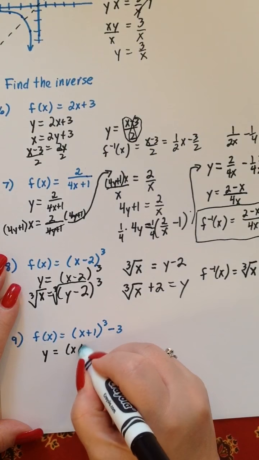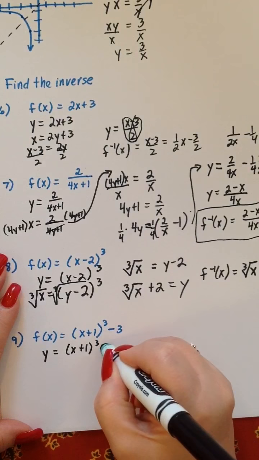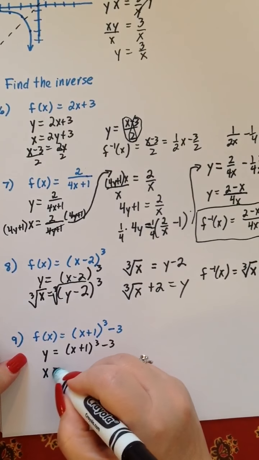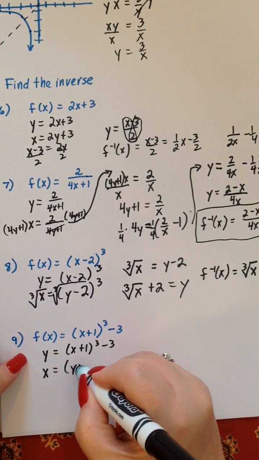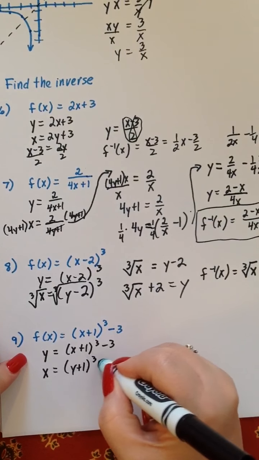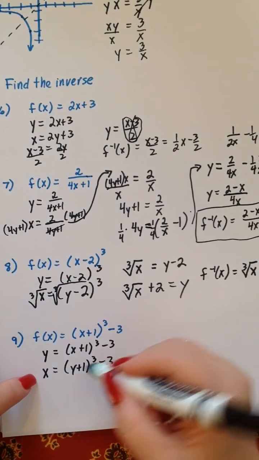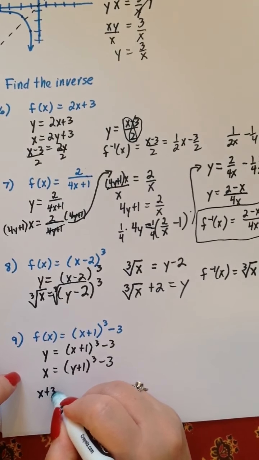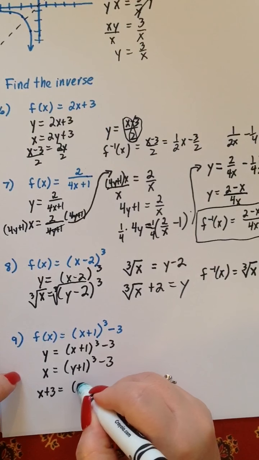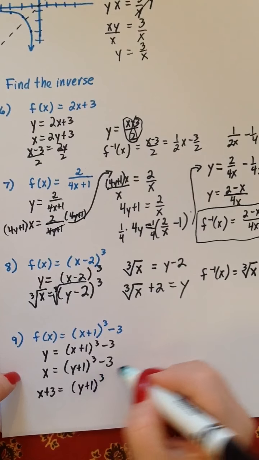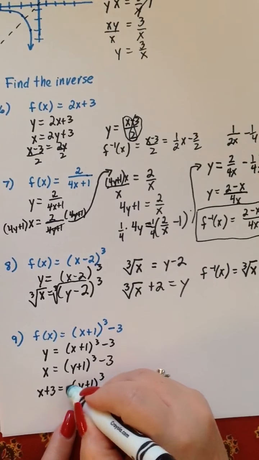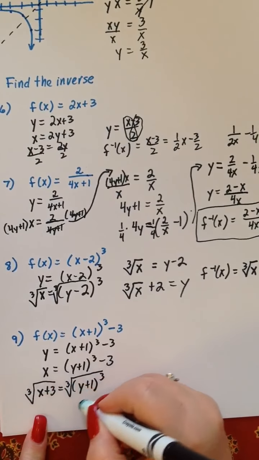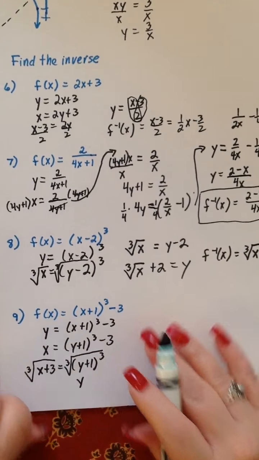All right, next we have y equal to x plus 1 cubed minus 3. So first step, switch x's and y's. So x is equal to y plus 1 cubed minus 3. And so now I'm trying to solve for y. So I scoot the 3 over, so I have x plus 3 equal to y plus 1 cubed. And to get rid of the cube, I take cube root of both sides. So that gives me y plus 1.